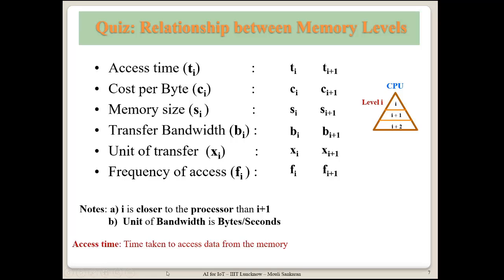Access time: how much time does it take for the CPU to get data when it wants it from a particular level? Will the CPU get it faster from level i than from level i plus 1? You need to compare i, which is closer to the CPU, with i plus 1, in terms of time. Which is much faster in terms of access time? You have to say whether it is less than or greater than. You have to choose between these.